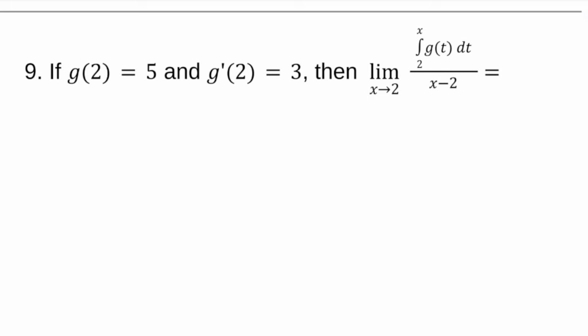All right. So if we've got g of 2 equals 5 and g prime of 2 equals 3, then the limit of the integral from 2 to x of g of t dt over x minus 2 is going to be something we have to compute with L'Hopital's rule. So I'm going to start by checking the limits of the numerator and denominator separately, to verify the conditions of L'Hopital's rule. So the limit as x approaches 2 of the integral from 2 to x, I'm going to get closer to taking the integral from 2 to 2, and that's going to be 0.